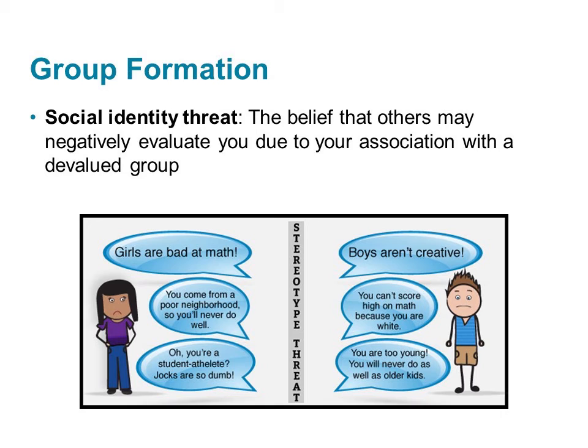This is the belief that other people are going to negatively evaluate you on some dimension because you are associated with a certain group. For example, a stereotype in the United States is that girls in elementary school are not as good at math as boys. This isn't the case, but the stereotype persists. Young girls then may be nervous or anxious about taking a math test because they know that other people think they aren't good at taking math tests.